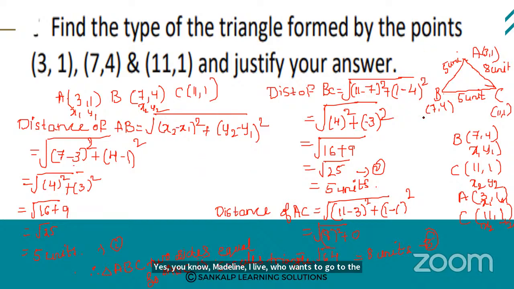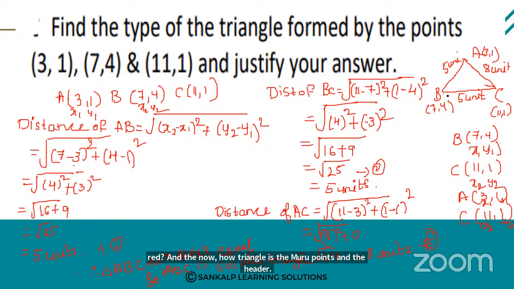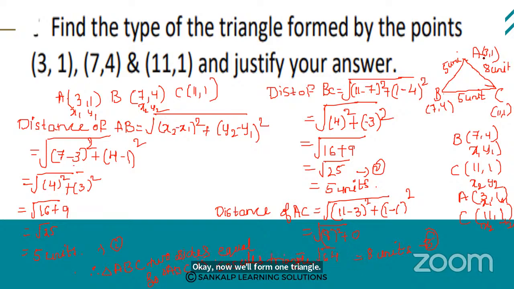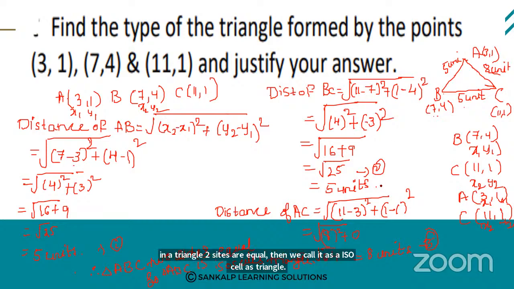Okay. Now we'll form one triangle, call it ABC. Then points of A are 3 and 1, points of B are 7 and 4, C are 11 and 1. Now find out the distance between AB, the distance of BC and the distance of AC. Now AB and BC are same, AC is different. If in a triangle two sides are equal, then we call it an isosceles triangle. So here the given triangle is an isosceles triangle. Have you understood?